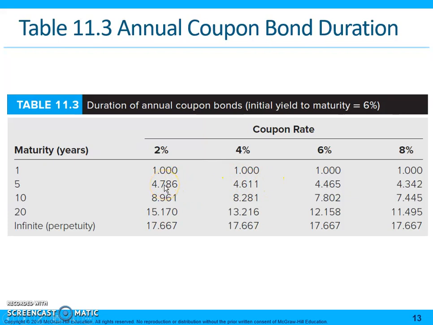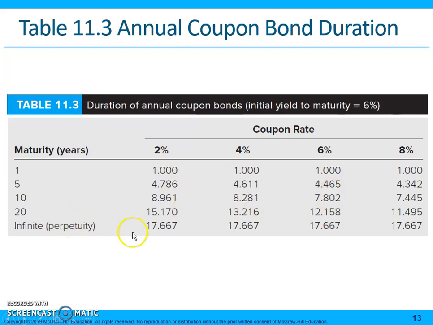5 year bond, we see that the duration is longer with that lower coupon, the 2% coupon, and we see that it increases with the coupon, which is what we talked about previously. And when we go to the 10 and 20 year bonds, you can see that duration is much, much longer for those lower coupon bonds, again, as we talked about previously.